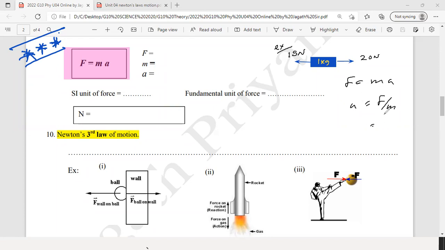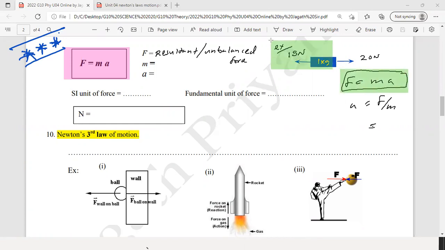So what is F here? Who can tell me the answer for F here? F should be the unbalanced or resultant force. That's very, very important to understand. This is the resultant or unbalanced force, not the balanced, unbalanced. Any volunteers, what is the unbalanced force? What is the value I should put for F here? I want to calculate the acceleration. This is the formal equation. This is how you can get the question in the exam. Who can tell me the unbalanced force?